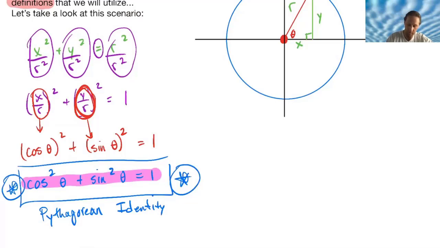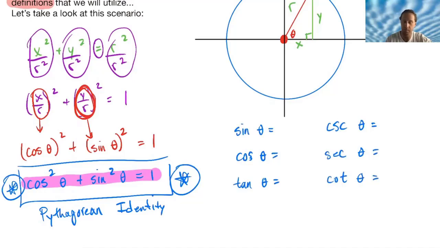So I'm also going to talk to you real quick and remind you about what we defined all of these trig functions to be, their ratio. So remember, sine was y over r, therefore r over y for cosecant. Cosine, x over r, and therefore secant was r over x. And then tangent was y over x, and cotangent, therefore x over y.